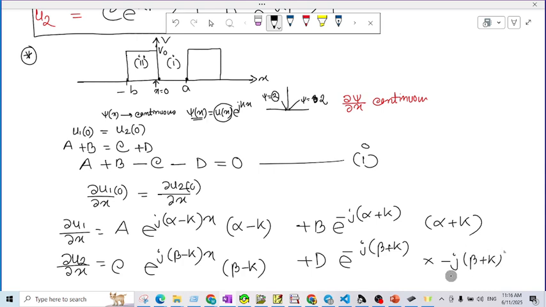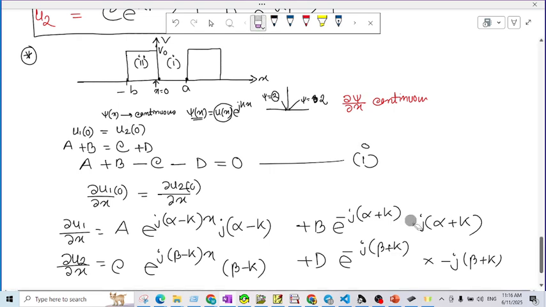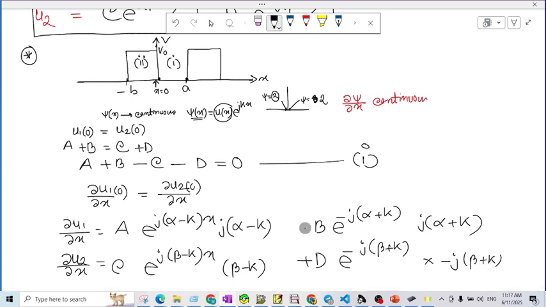I think I made a mistake here. I didn't write j here and minus j here. That means I will have a minus here also, and similarly here minus j. So let's take this minus here.